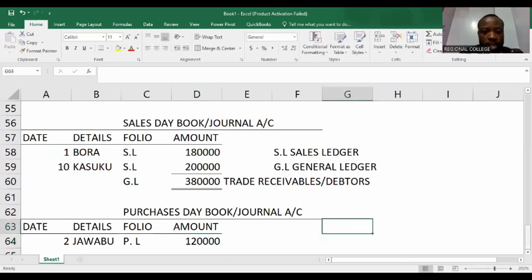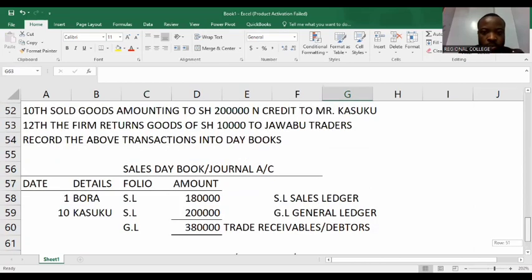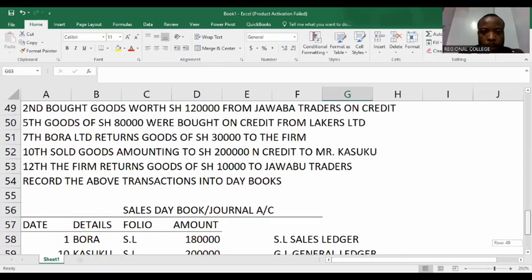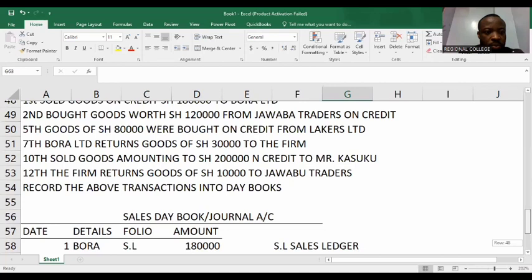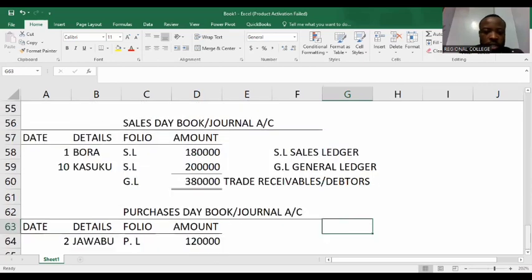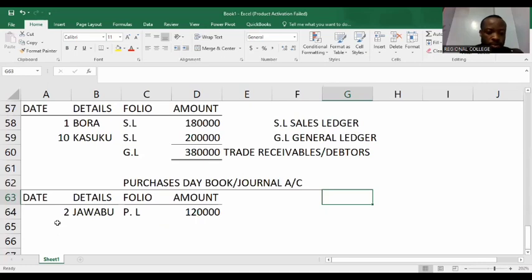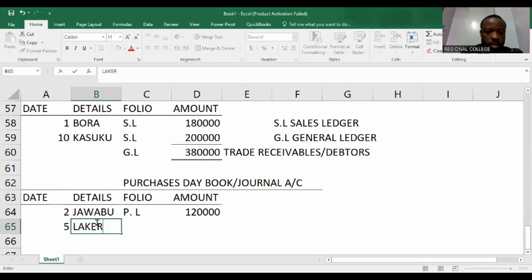Then again, you go back and try to see if you have any creditors on another day. That is the 5th. The firm also bought goods of 80,000 from Lakers on credit. So on the 5th, there is a credit purchase coming from Lakers. This will also go to the purchases ledger, and it is 80.